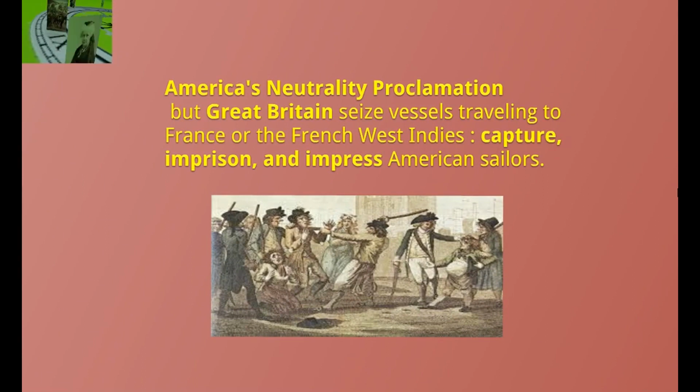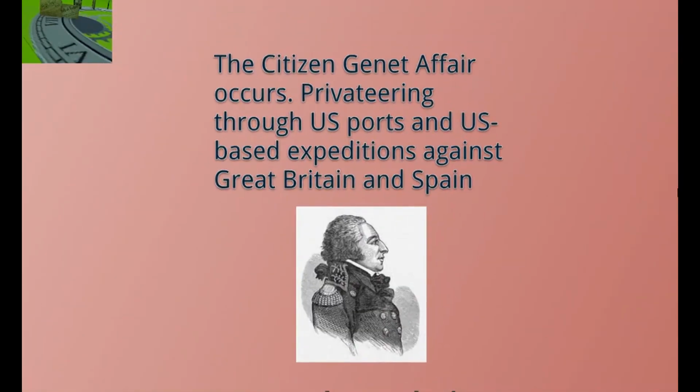This is why George Washington issues the Neutrality Proclamation when this war between France and Great Britain starts. But the problem is that both the British and the French are going to violate this neutrality. Britain seizes neutral vessels, American vessels, traveling to France or the French West Indies, claiming that since they are dealing with Britain's enemy, they are considered allies of this enemy. So the British use this as an excuse to capture, imprison, and impress American sailors. And France does something very similar.